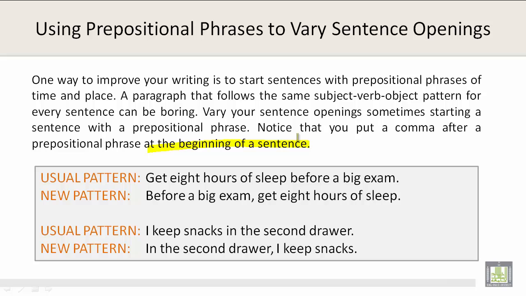The usual pattern would be, get 8 hours of sleep before a big exam. And the new pattern, before a big exam, comma, get 8 hours of sleep. Another example of a usual pattern would be, I keep snacks in the second drawer. The new pattern would be, in the second drawer, comma, I keep snacks. Please notice that you put a comma after a prepositional phrase at the beginning of a sentence.